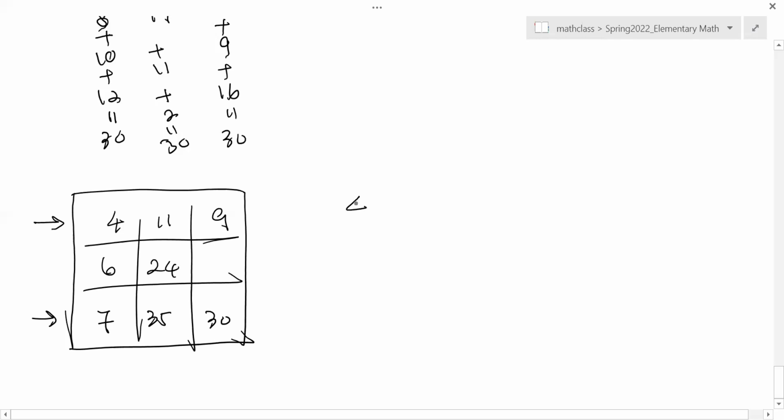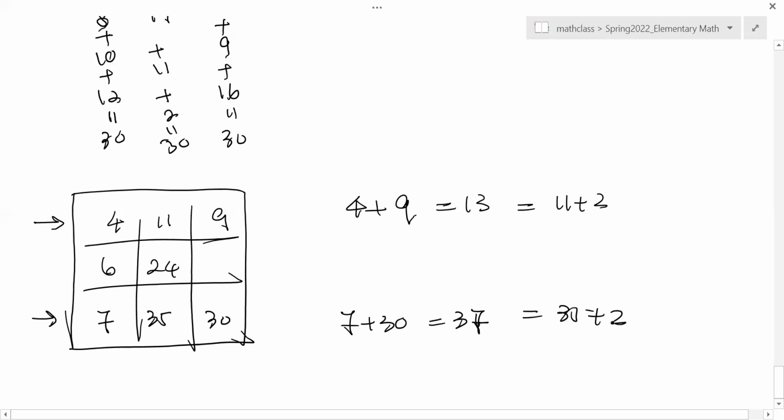All right, so 4 plus 9 is not going to be 11, it's 13. Let me write down this first, okay? And 7 plus 30 is going to be 37. So 37 is not 35, right? And 13 is also 2 more than 11. Okay, sounds good. So that means the middle number plus 2. If you see that, then you probably can solve the problem.